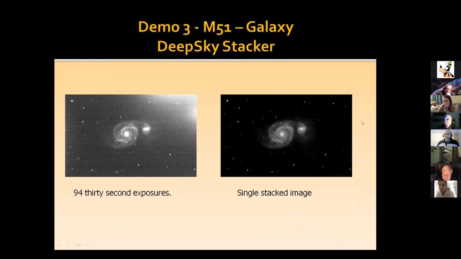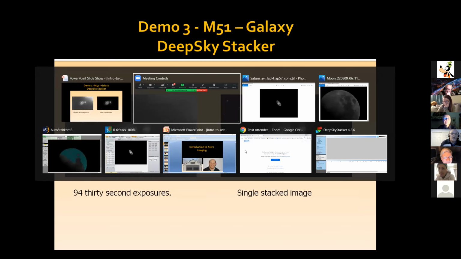All right. Now I want to do Deep Sky Stacker. I want to take 94 30-second exposures that look like this, and I have a dark frame and a flat frame to apply to it. And I'm going to turn it into this. So everybody hold on to your hats.